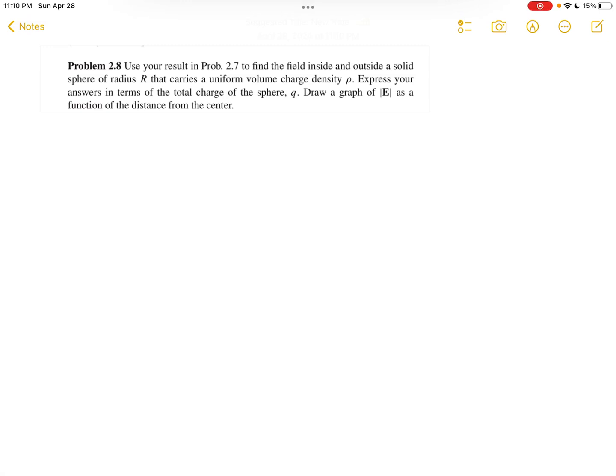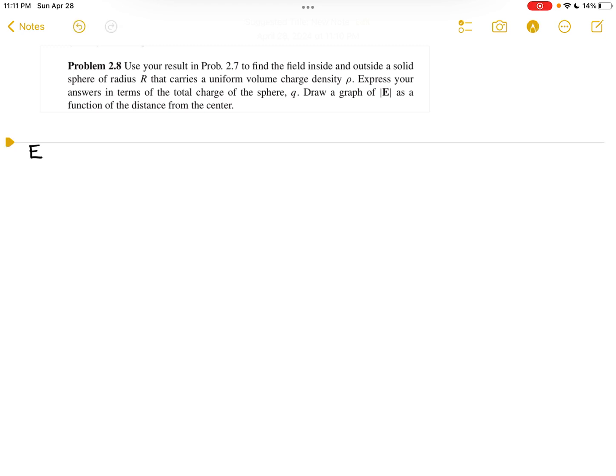So for this problem, we want to use the results that we got from problem 2.7 to find the field inside and outside of a solid sphere of radius R that carries a uniform volume charge density of rho. We're going to express our answer in terms of the total charge of the sphere, Q, and draw a graph of the magnitude E as a function of the distance from the center.